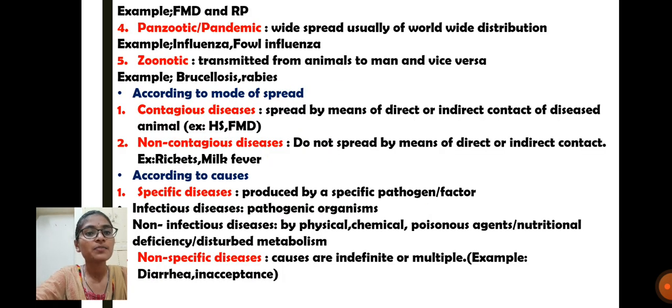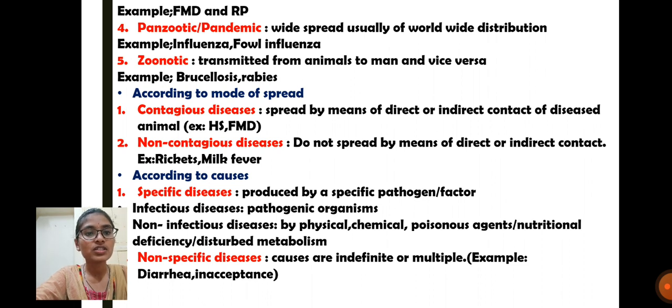You can see here endemic, epidemic, pandemic. Pandemic disease spreads very rapidly, is widespread, usually of worldwide distribution. Example, influenza virus, fowl influenza. Zoonotic is transmitted from animals to humans or vice versa. Example, brucellosis, rabies.